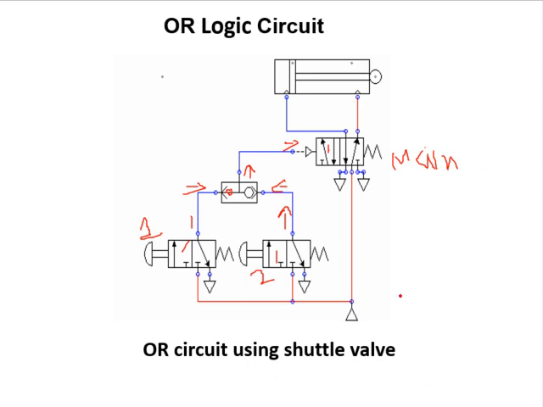So in this circuit, if any one of these two 3/2 push button type DC valves is actuated or pressed, we get an output at the shuttle valve, and that output of the shuttle valve will be used to apply force on the spool of the main DC valve, and due to that pilot pressure the main DC valve will change its position and the cylinder will get its stroke.